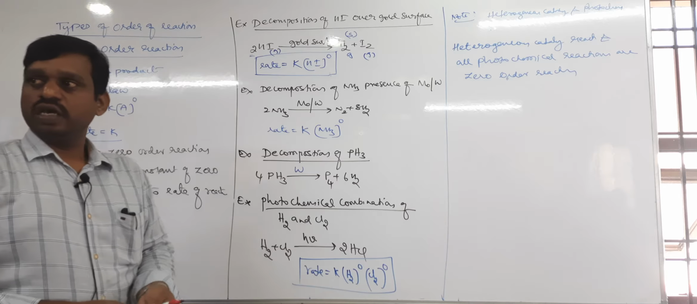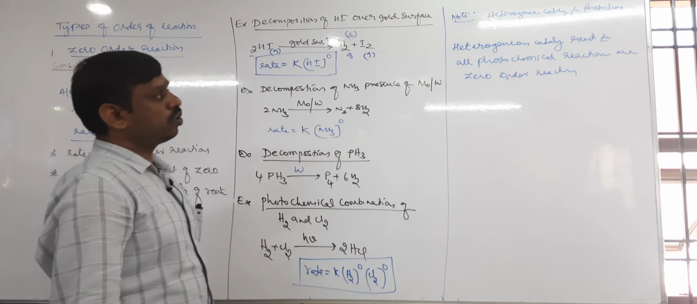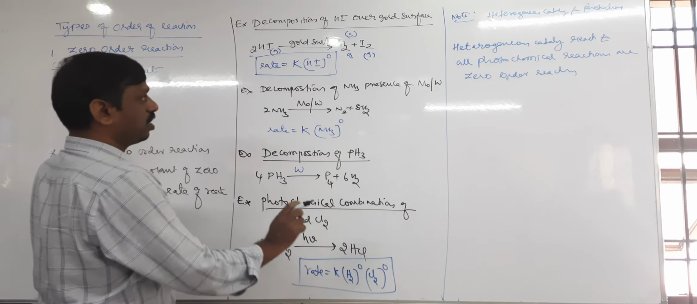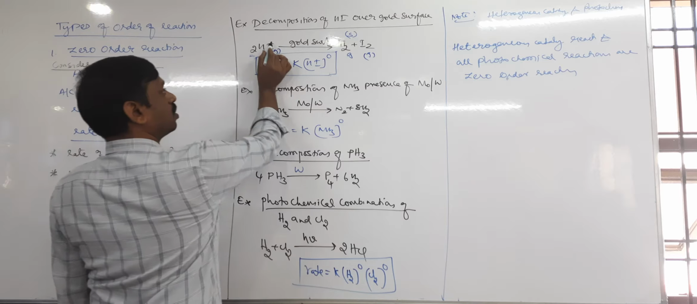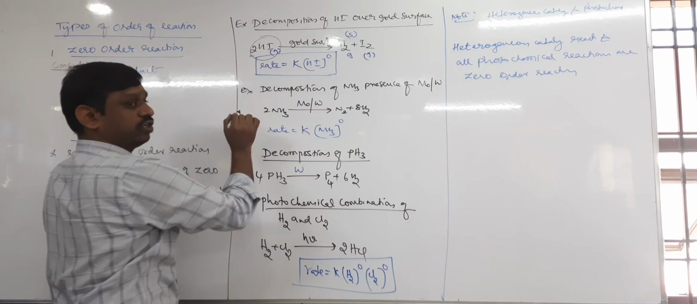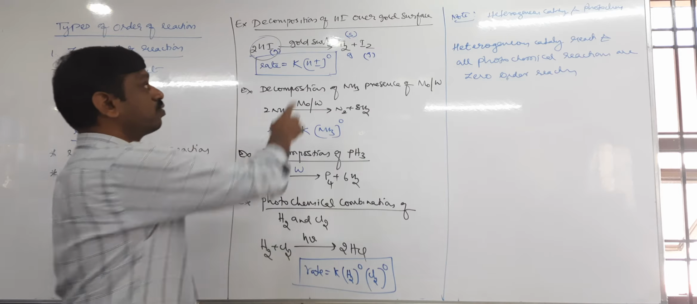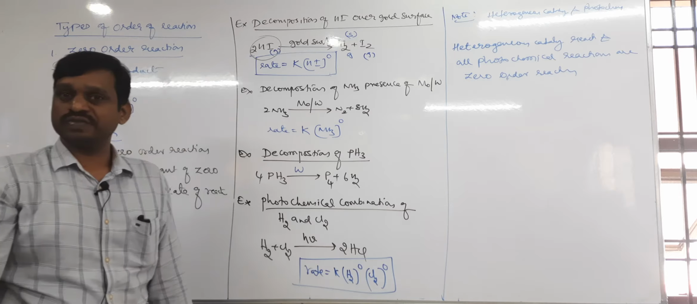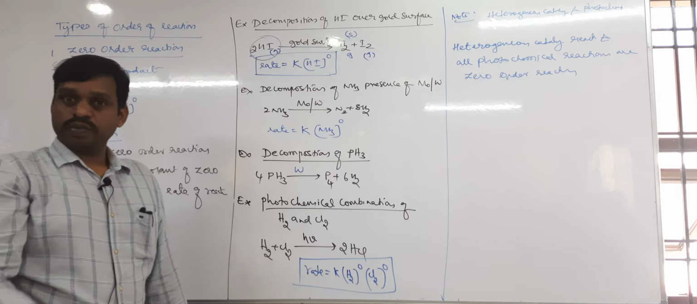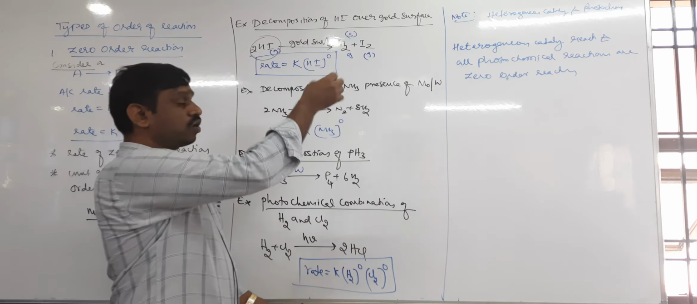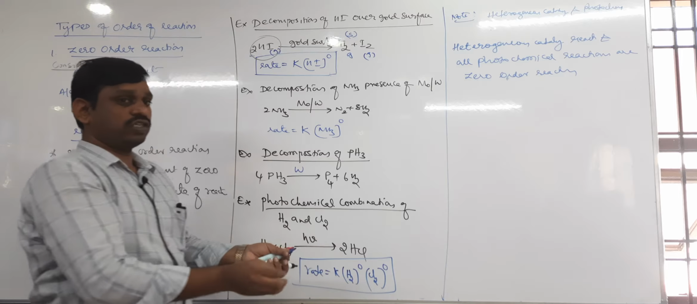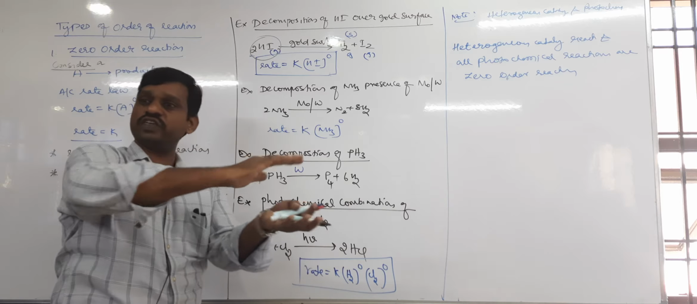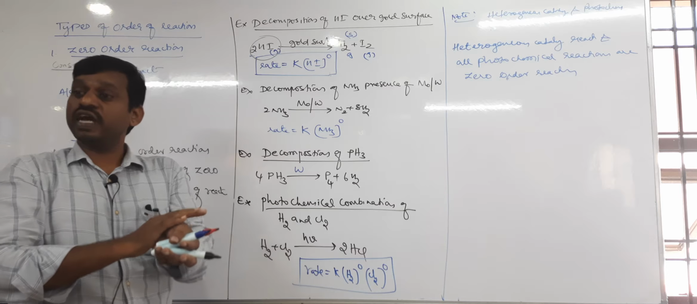The reason is, in heterogeneous catalytic reactions, the rate is independent of whatever reactant concentration you have taken. Here the rate depends on what? The gold surface, meaning the catalyst, right? So because we study on a gold surface, what happens in heterogeneous catalytic reactions? Reactant comes and adsorbs on the surface of the catalyst.